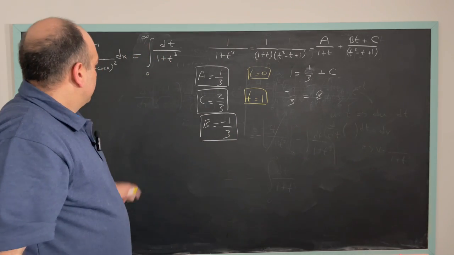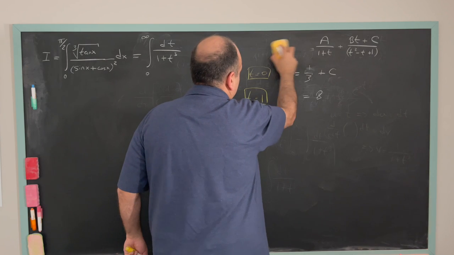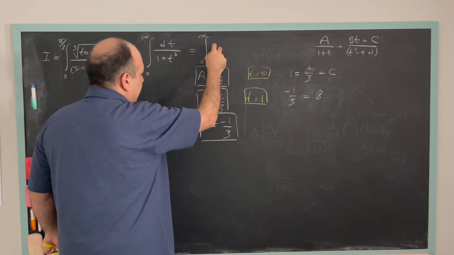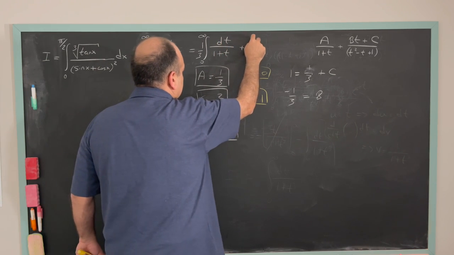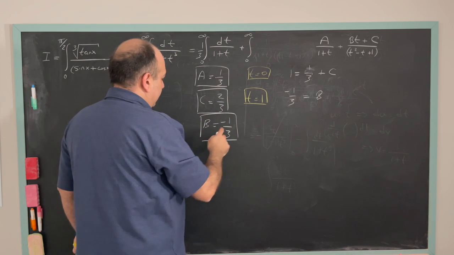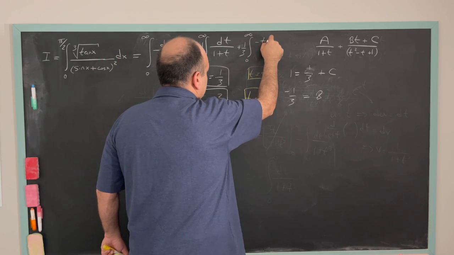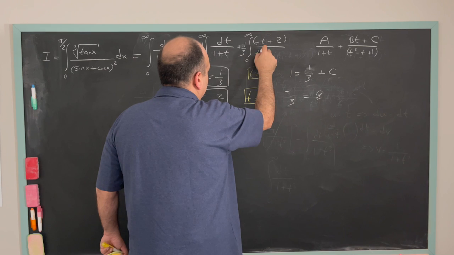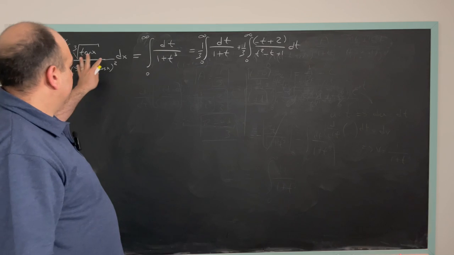Okay? So this integral can be written as, this is what we will do now, the integral from 0 to infinity of a over 1 plus t, so 1/3 dt over 1 plus t, plus the integral from 0 to infinity. I can take 1/3 out here. So b is minus 1/3, c is 2/3, so 1/3 is here, this is 2 minus t, divided by t squared minus t plus 1, dt. So in the last part we used partial fraction decomposition and our goal integral turned into this form.